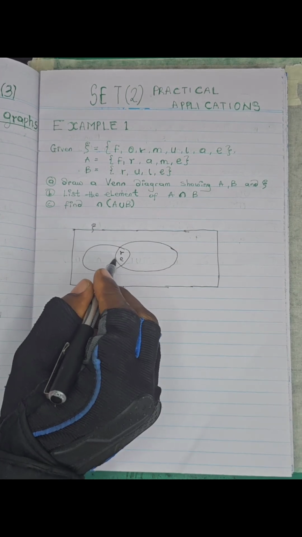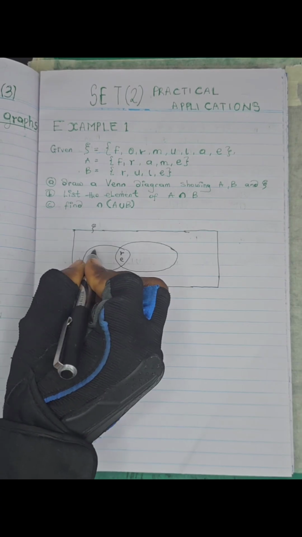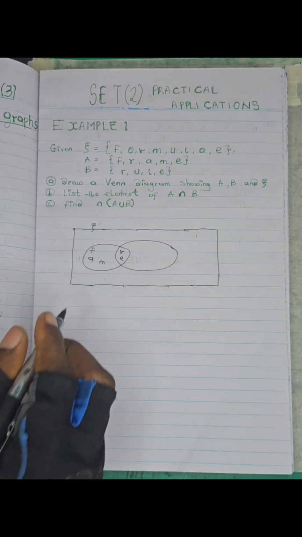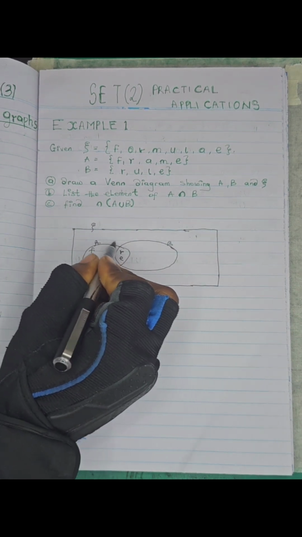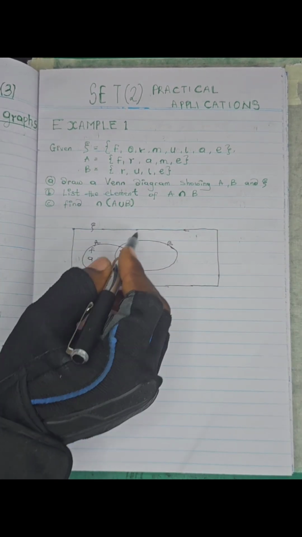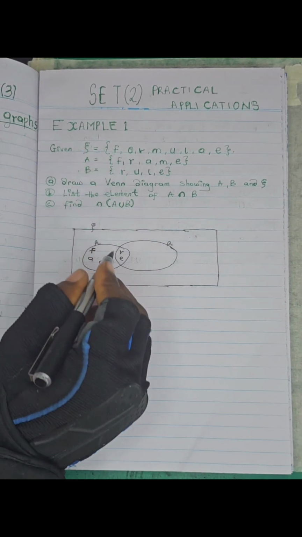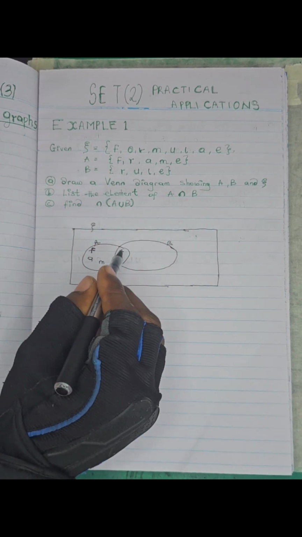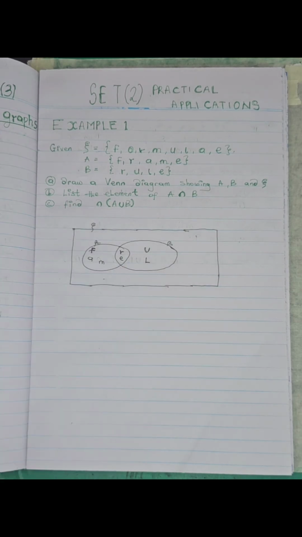Whatever you have put here, when you want to write out for A, don't put them again. So R and E are taken out, and you have F, A, and M left. The whole plan is to make sure that this circle represents A and contains everything that A has, and this circle represents B and contains everything that B has, without repeating anyone. Everything that A has is already represented by this circle. So go to B. R is already here, E is already here, so you're left with U and L. So just put U and L.